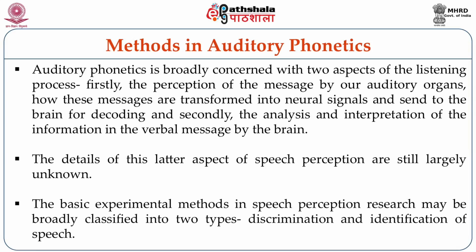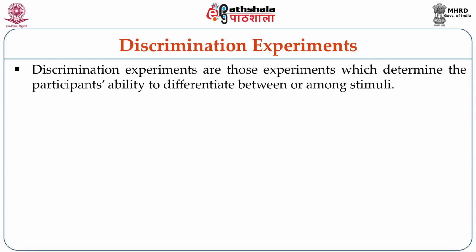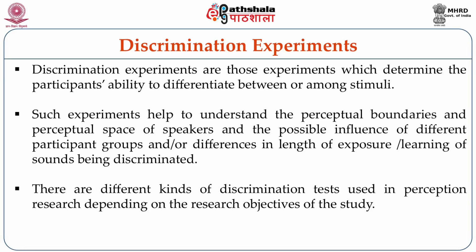The basic experimental methods in speech perception research may be broadly classified into two types: discrimination and identification of speech. Discrimination experiments are those experiments which determine the participant's ability to differentiate between or among stimuli. Such experiments help to understand the perceptual boundaries and perceptual space of speakers and the possible influence of different participant groups and/or differences in the length of exposure or learning of sounds being discriminated.